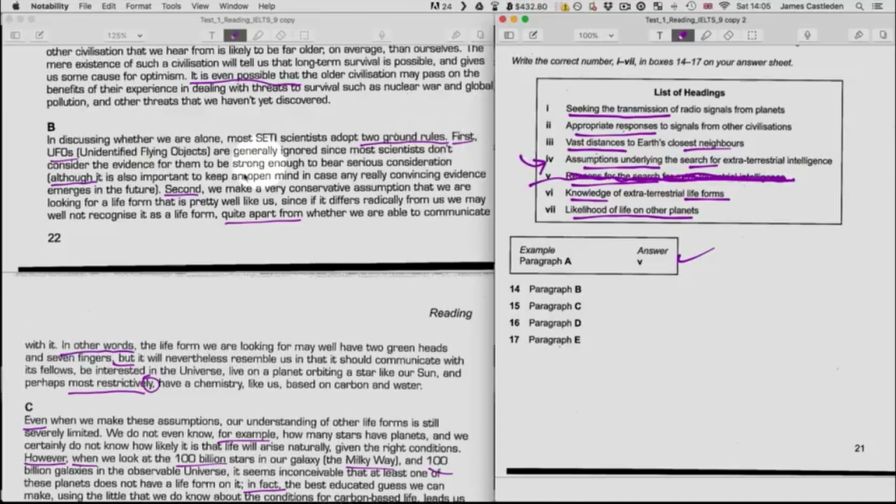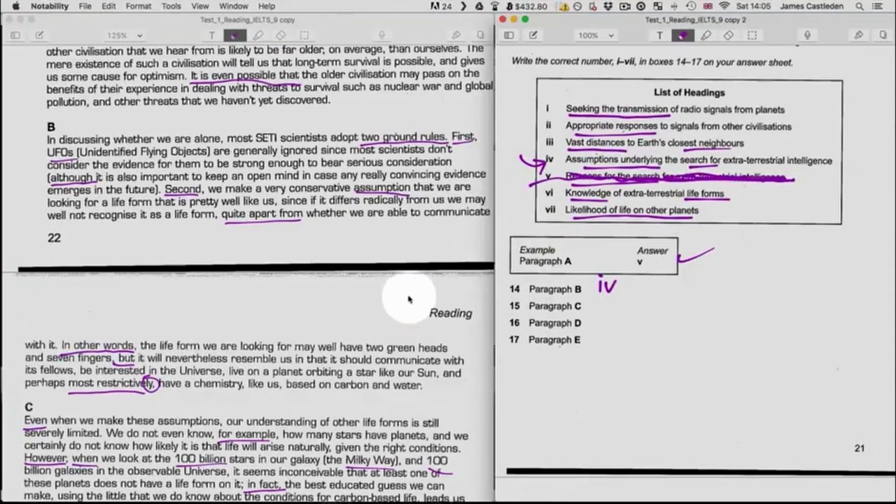Two ground rules. So they are ignored. Conservative assumption. So they're very careful about what they speak about. So that's assumptions underlying the search, or appropriate. Yeah, there's the word assumption there we're looking for. Okay, so assumptions. So that's IV.